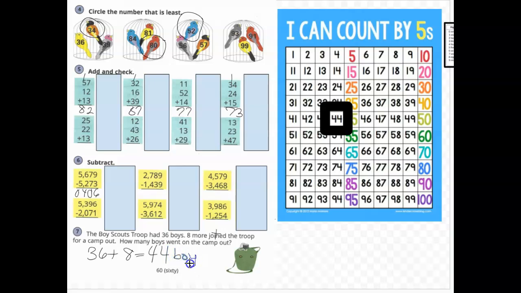You guys are getting to the point where when we do story problems, we have to label our answers so we know we're not talking about elephants or who knows what.